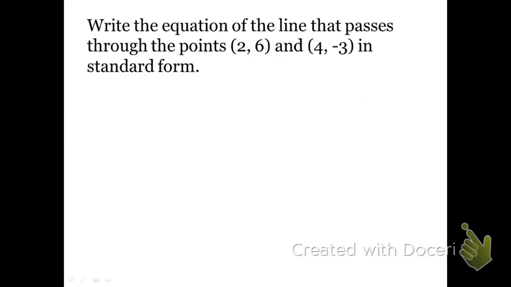In this example, we're going to write the equation of the line that passes through (2, 6) and (4, -3) in standard form. Well, I already went ahead and did it to save some time in slope-intercept form, and it comes out to y equals negative 9 over 2 x plus 15. Now, if you wouldn't know how to put this line in slope-intercept form, I suggest you go back and watch that video. But to put in standard form, the next step would be to add 9/2 x on both sides.